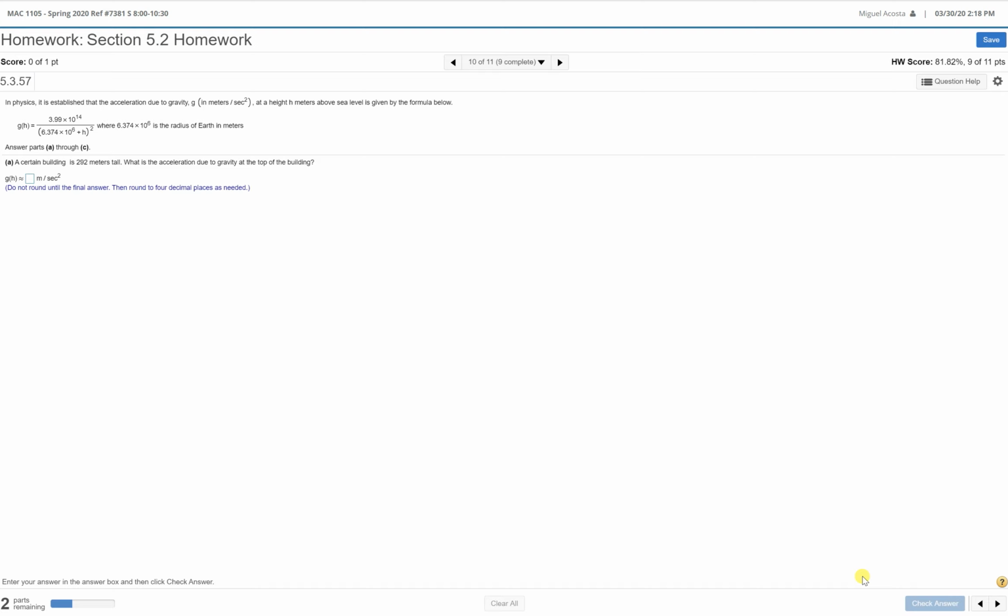A certain building is 292 meters tall. What is the acceleration due to gravity at the top of the building? So all you have to do is plug it in. So 3.99 times 10 to the 14th over 6.374 times 10 to the 6th plus 292, squared. That's all you have to do.